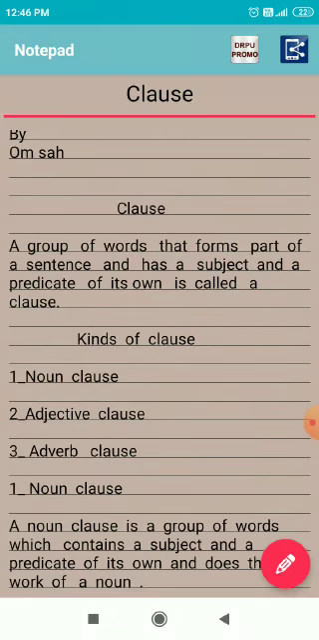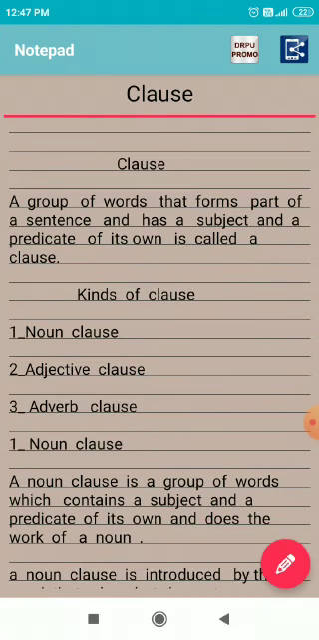A group of words that forms part of a sentence and has a subject and a predicate of its own is called a clause. We know that there are three kinds of clause: noun clause, adjective clause, adverb clause. So we will define them one by one. A noun clause is a group of words which contains a subject and a predicate of its own and does the work of a noun.